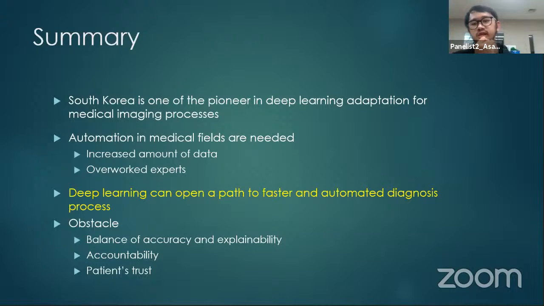However, the obstacle, as stated by Jagan, panelist one earlier, is that they have to balance their accuracy and explainability, and they also have to be accountable for any issues with the diagnosis results of their applications or of their AI products. And they also have to somehow gain the patient's trust through many different testings.